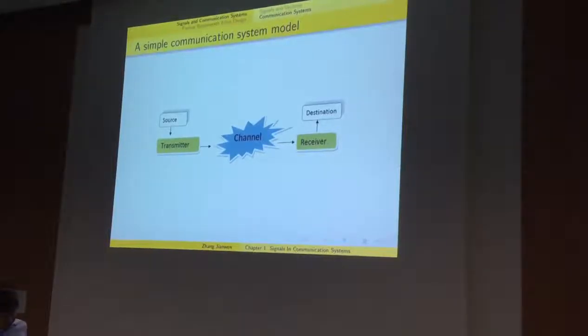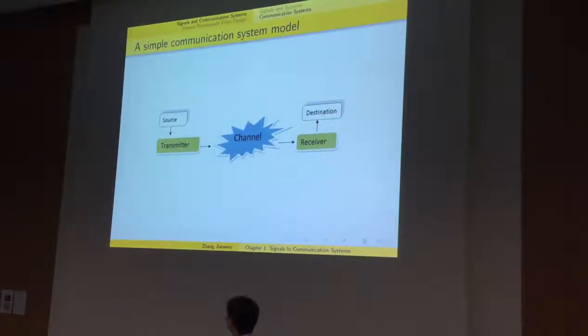So to see this, we must know what the communication system is first, and what problem we are facing in the communication system, and how signal processing technology can solve or help in solving this problem. Alright? Okay, first, a typical communication system is like this. We have a source, which can be any kind of signal, can be voice, can be video, can be anything. Alright? So the source has a message sent to the destination.